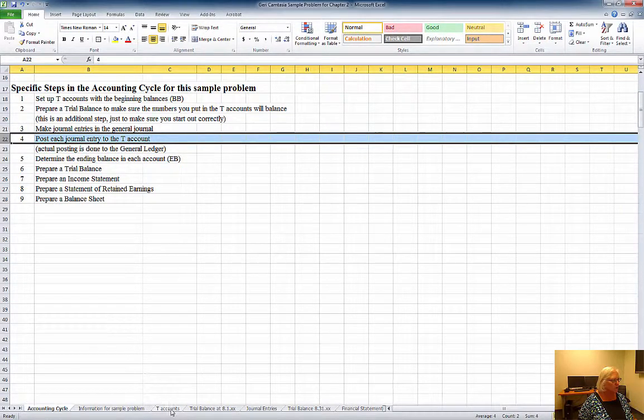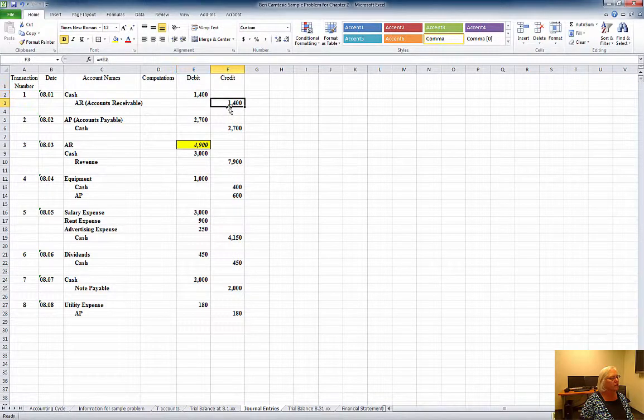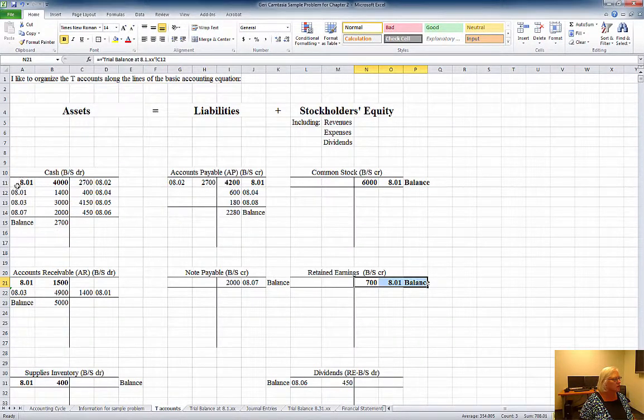All right, so I'm going to go to my journal entries. I'm going to come back up here to my first one. On the first, I put the date. I need to debit cash $1,400 and credit accounts receivable $1,400. So go to my T accounts. I'm going to debit cash $1,400 and I'm going to credit accounts receivable $1,400.